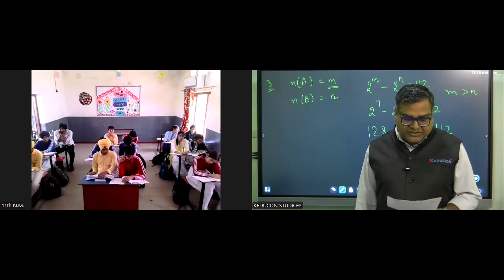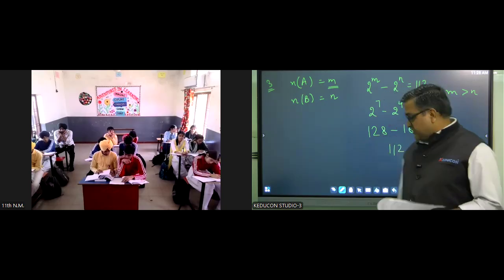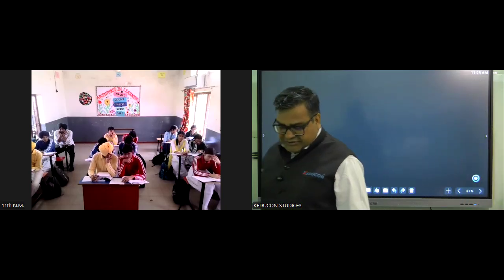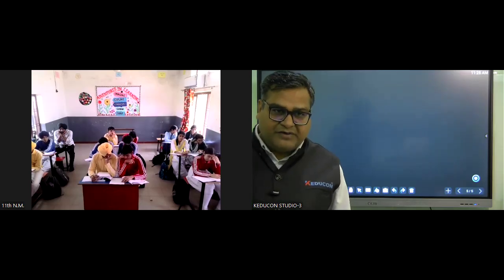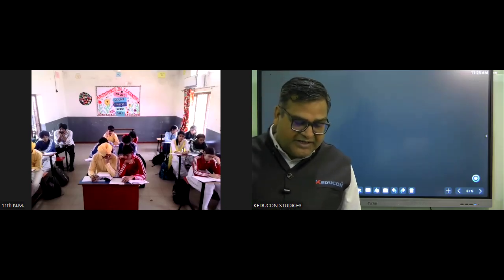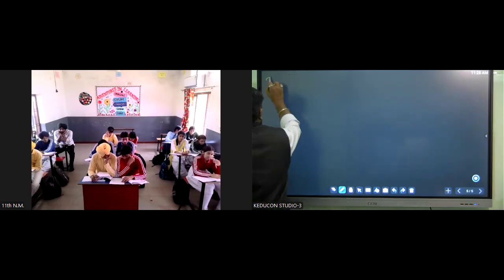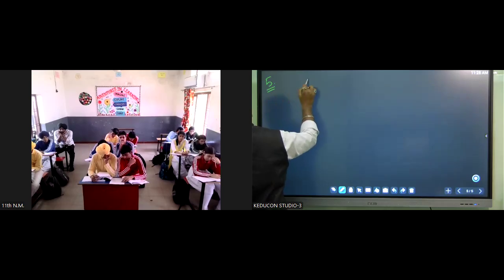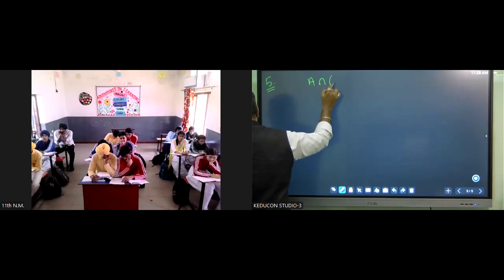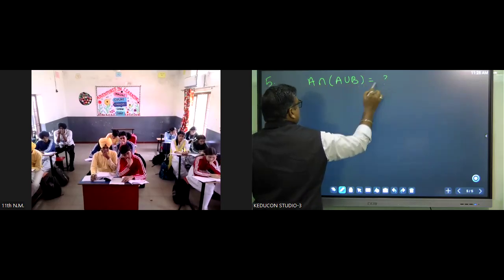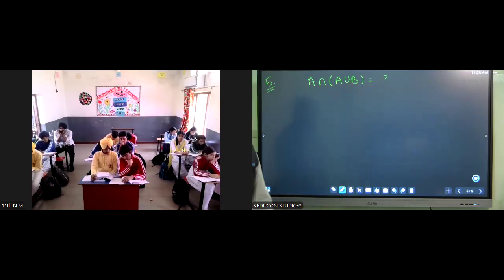Student, next question जो है, that is on relation. So we'll not do that question. Now comes to the question number 5. For any two sets A and B, A intersection A union B is equal to, इसके इक्वल होगा बेटा ये, A intersection A union B.